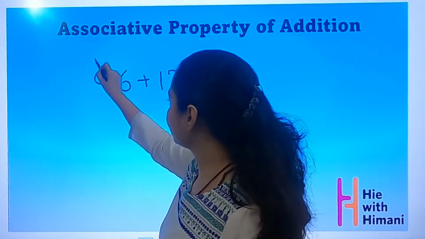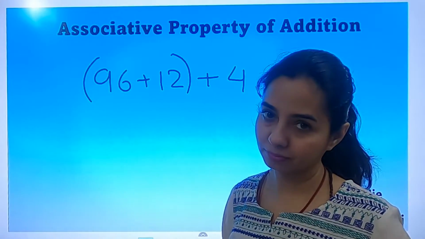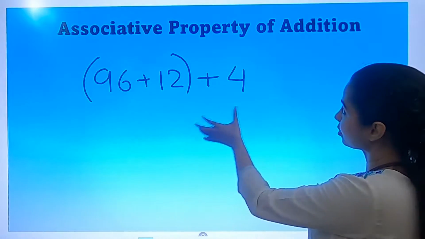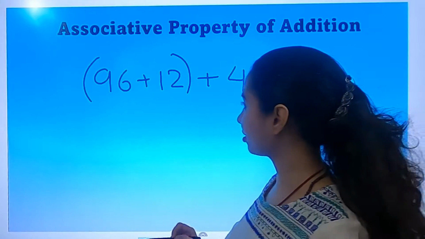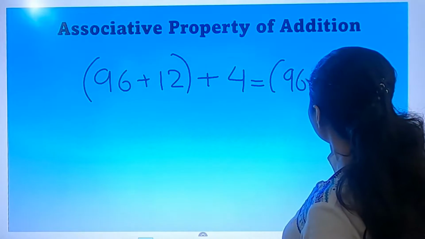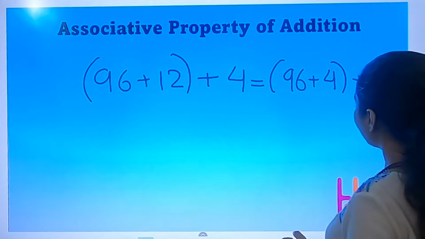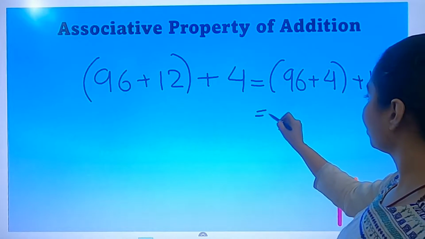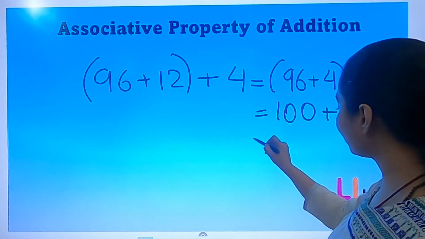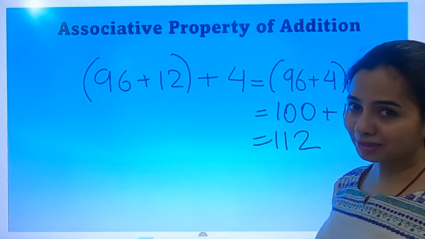So I can do this. I can add this first and then I can add 4. But since I know that the associative property is true for addition, I will say that this will be equal to 96 plus 4 and then 12. I know 96 plus 4 will give me 100, and plus 12 means 112. It has made my calculation comparatively easy, or not?